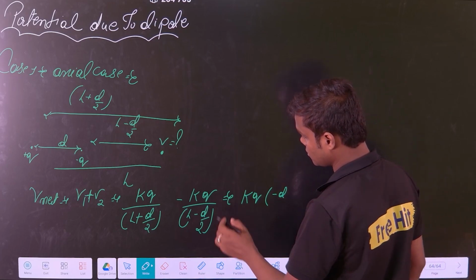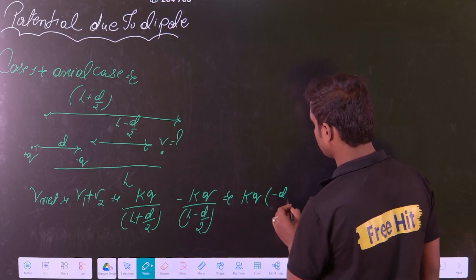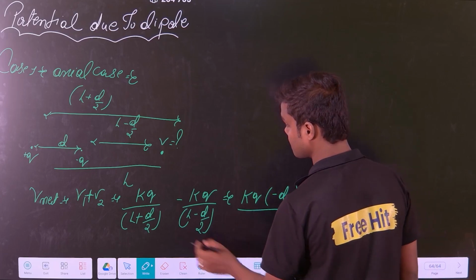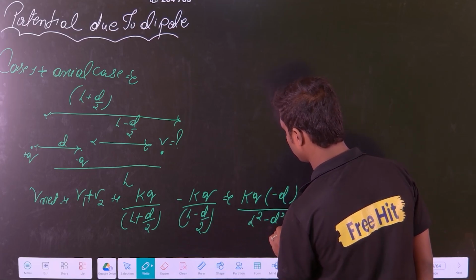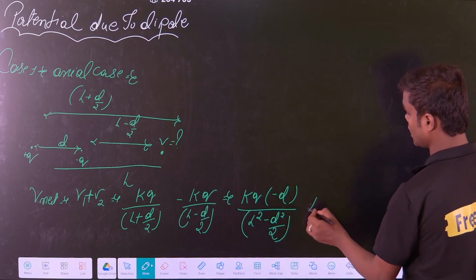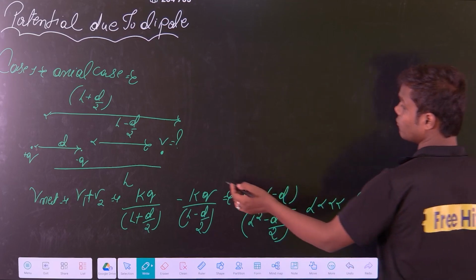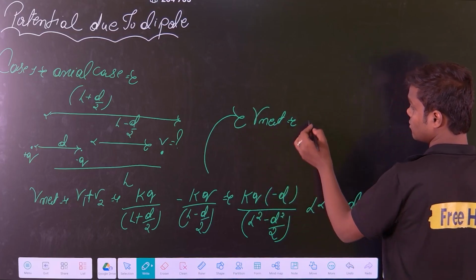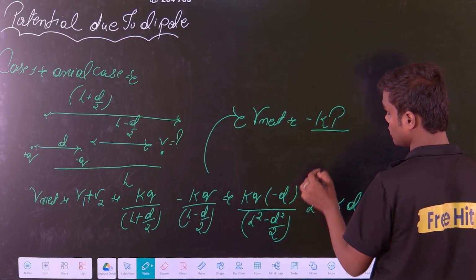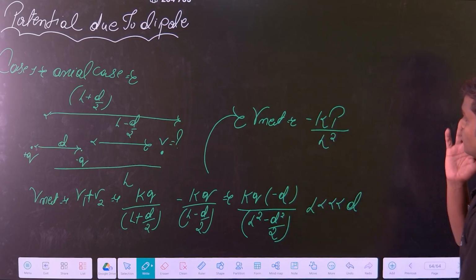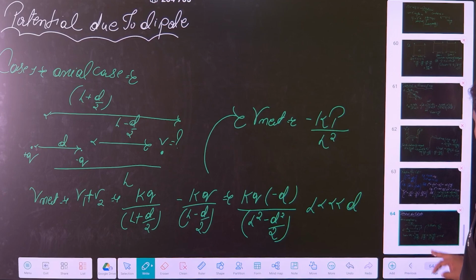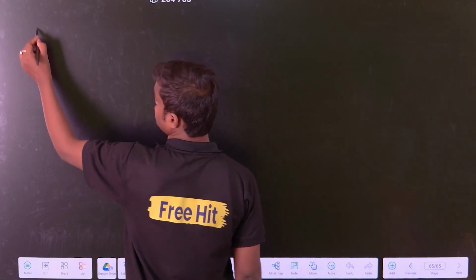Is that correct or wrong? L will cancel out. You are getting minus d, not minus d by 2. You will get minus d, divided by L square minus d square by 4. Correct? Now we know d is very small compared to L. So from here we can say my potential V net is equal to minus k p divided by L square. That is my potential due to the dipole. Clear? Any doubt? So that is for the axial case. Now similarly, let's come to the equatorial case. Case 2.